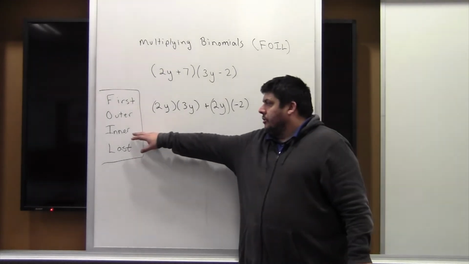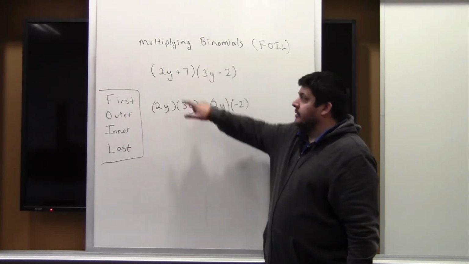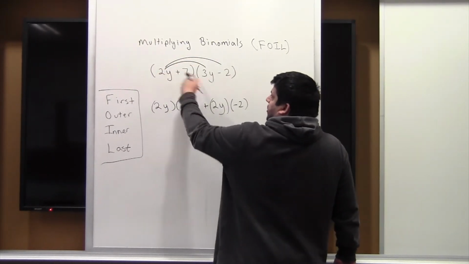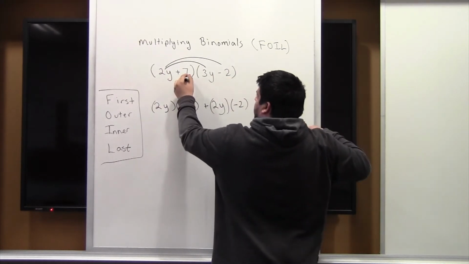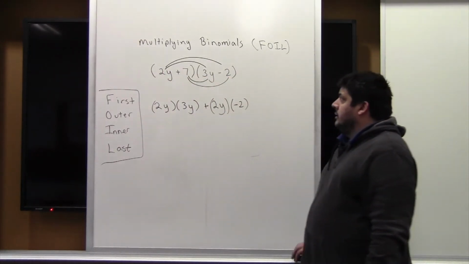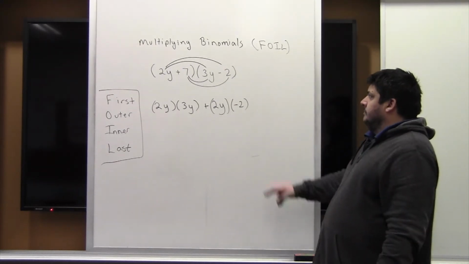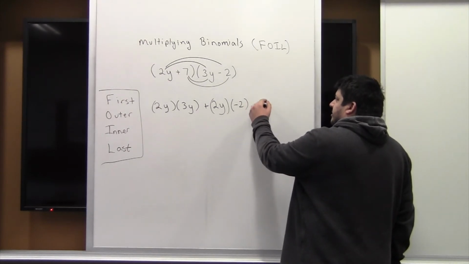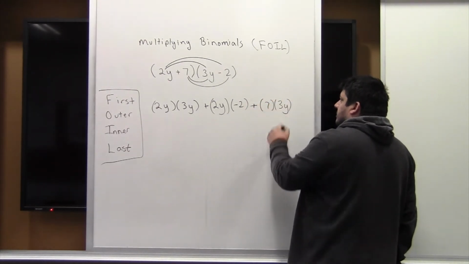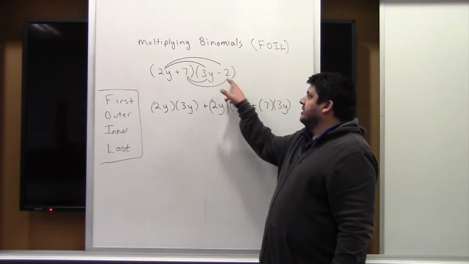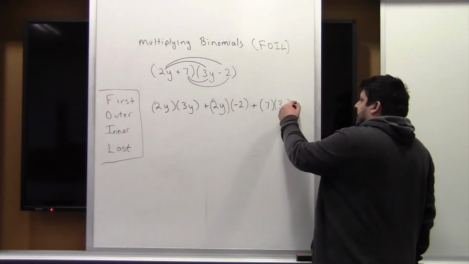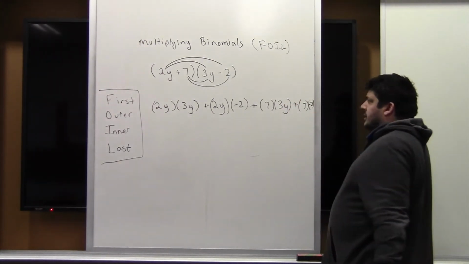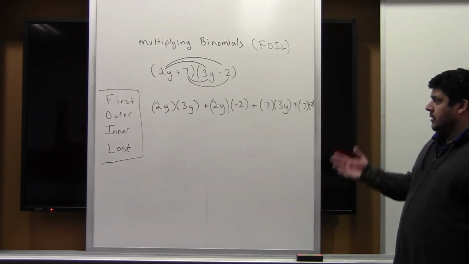Now let's look at the inner terms, which are the ones on the inside here. We did the first and the outer. Now we're going to do the inner and the last. Okay, that's the kind of order we're going to do it in. So let's now get to the inner. These two are the inners. Plus 7 times 3y. And finally, we have the last two terms, which is plus 7 times negative 2. 7 times negative 2. Let's simplify this.